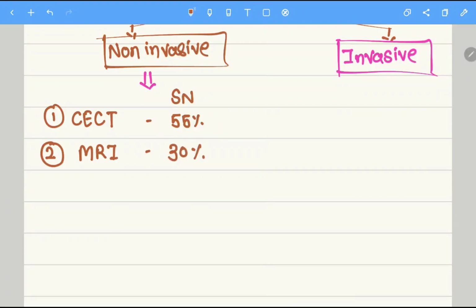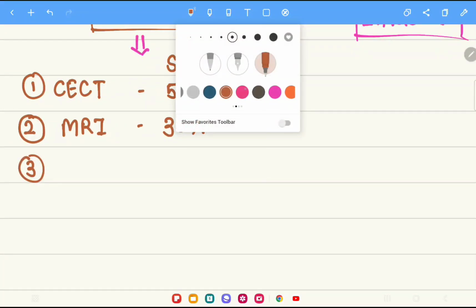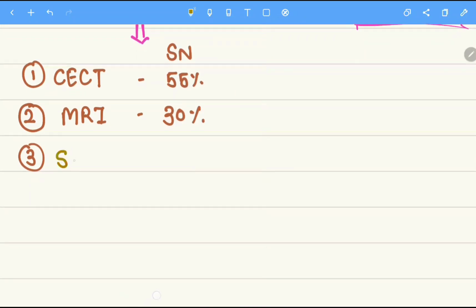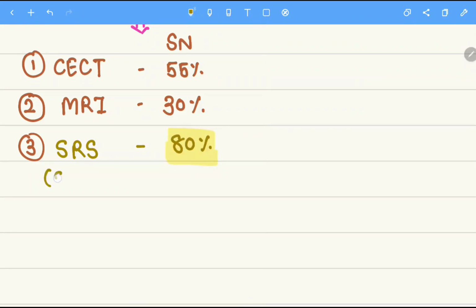As we know, neuroendocrine tumors like gastrinoma have a large number of somatostatin receptors. So what else can you do? A highly specific investigation, somatostatin receptor scintigraphy, right? SRS. What is the sensitivity? It's 80% sensitive. SRS, somatostatin receptor scintigraphy.